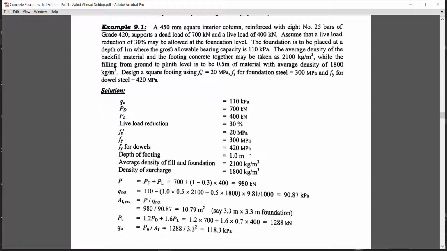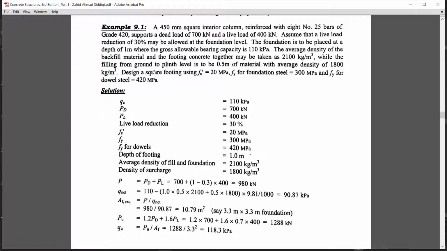The foundation is to be placed at a depth of 1 meter where the gross allowable bearing capacity is 110 kPa, means 110 kilopascal. We have to place our foundation 1 meter below the ground level. The average density of backfill material and the footing concrete together may be taken as 2100 kg per meter cube.